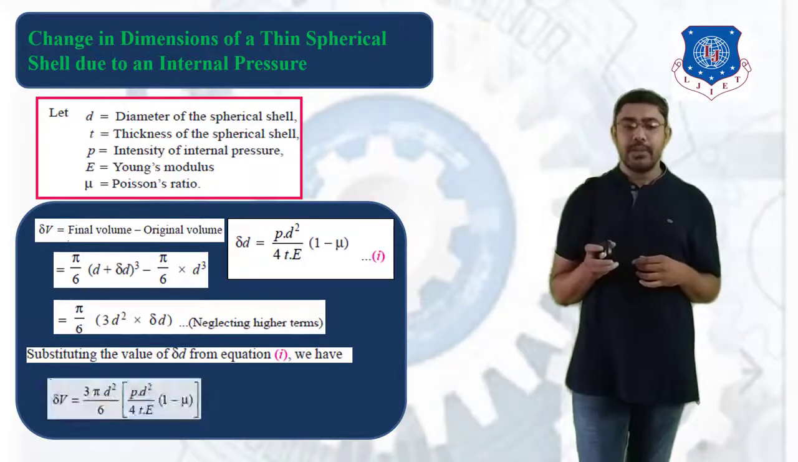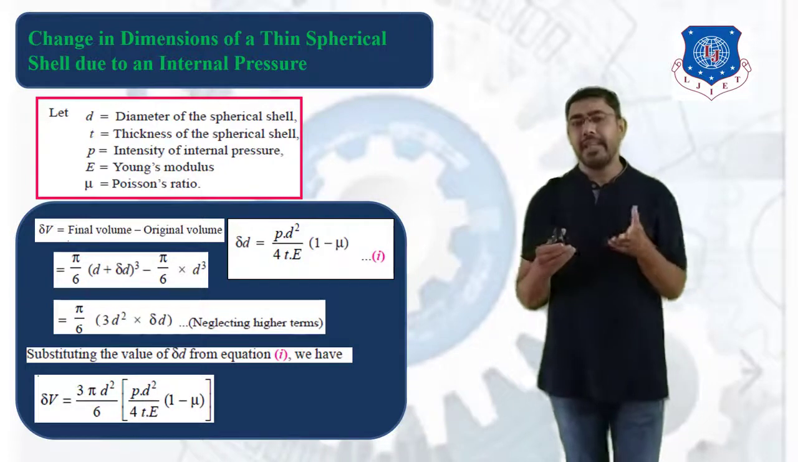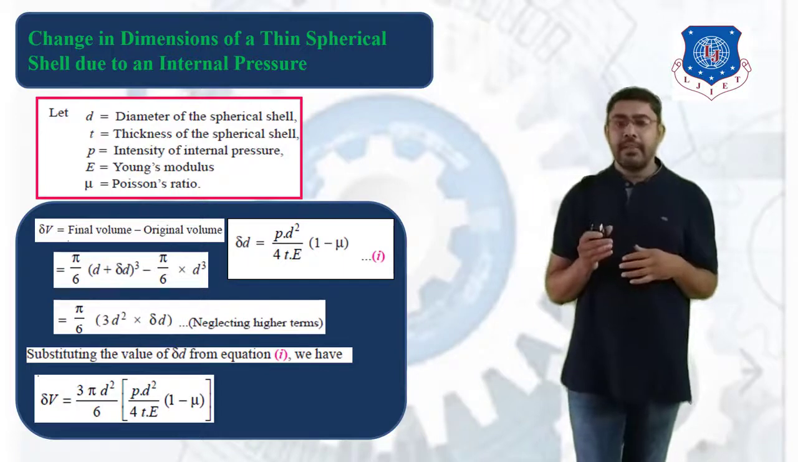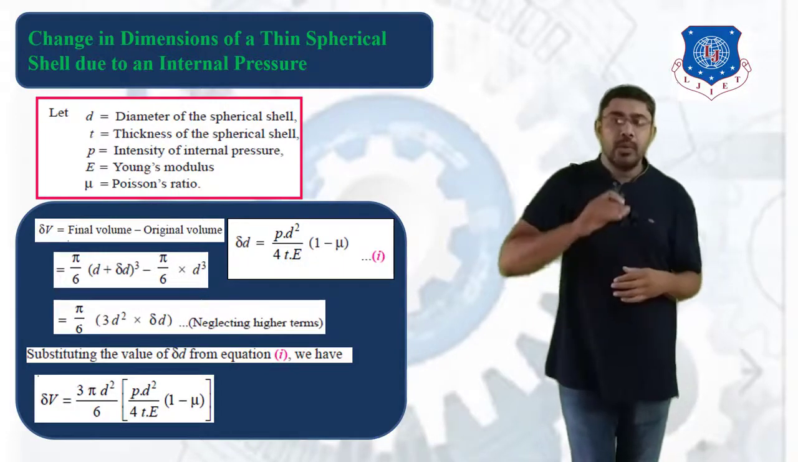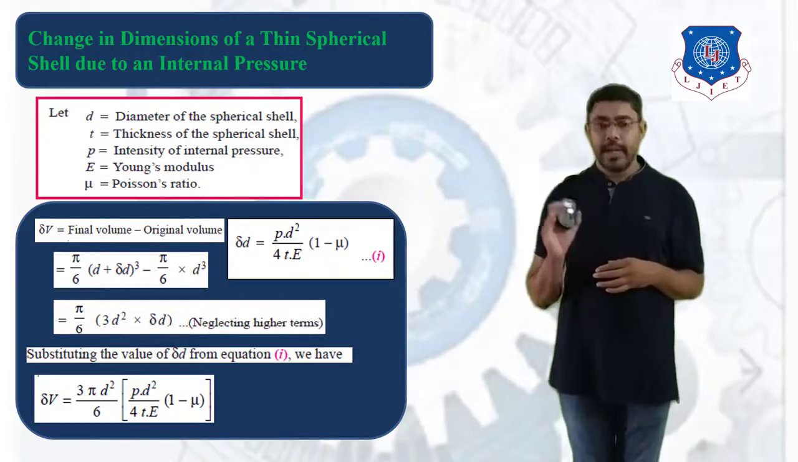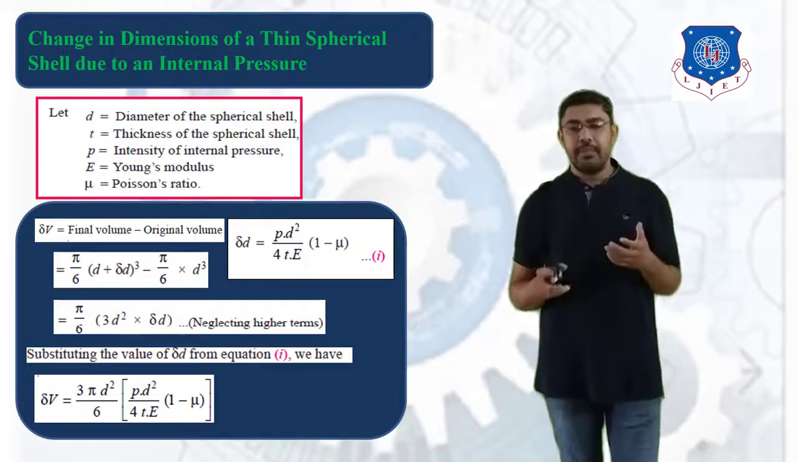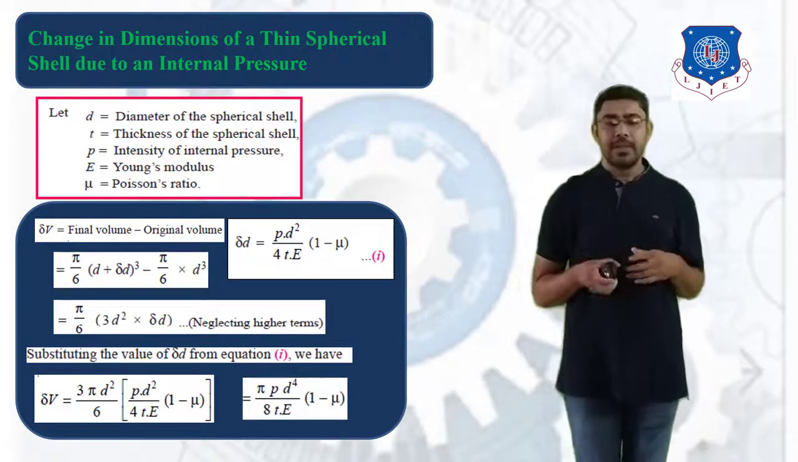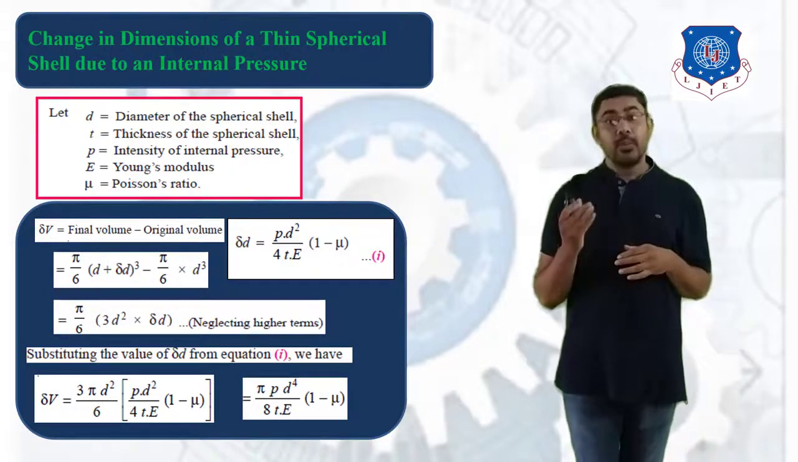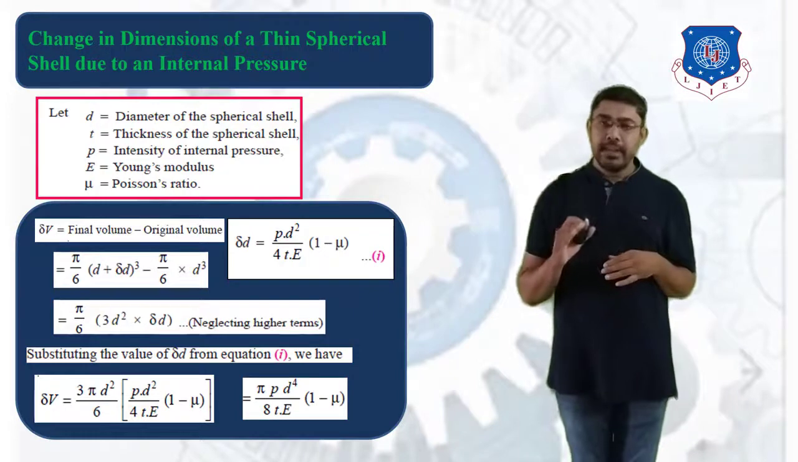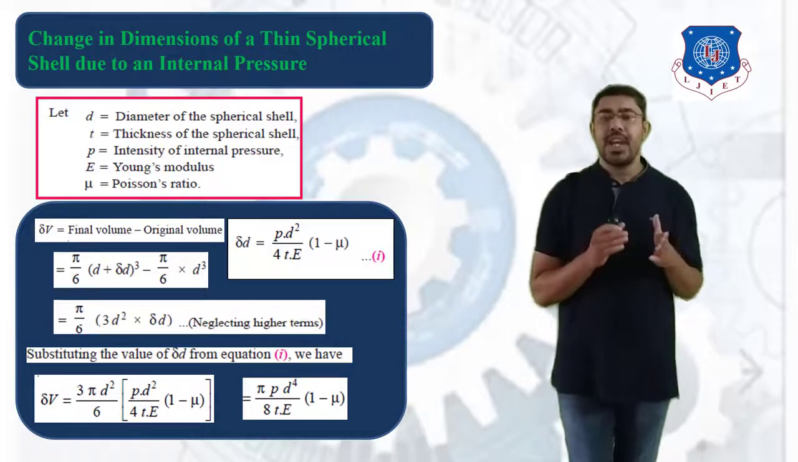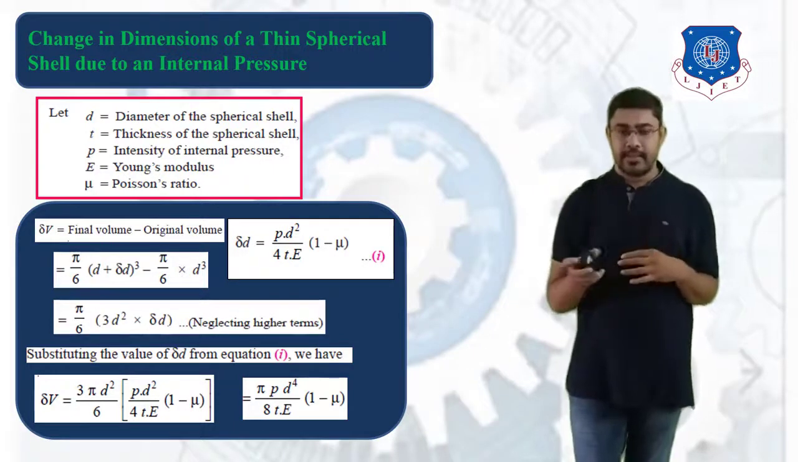So if we substitute the value of delta d and simplify this equation, then delta v becomes 3 pi d square divided by 6 into p d square divided by 4 t e into 1 minus mu. Further, if we simplify these equations, then delta v becomes pi into p d raised to 4 divided by 8 t e into 1 minus mu. So this is the change in volume due to the internal pressure.